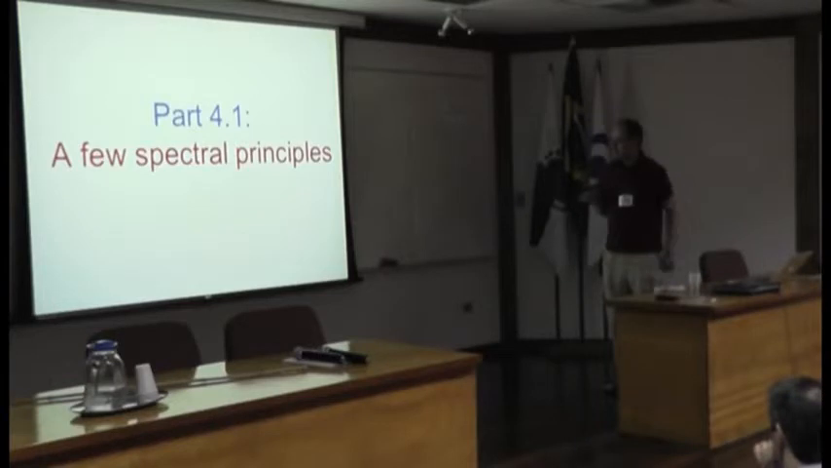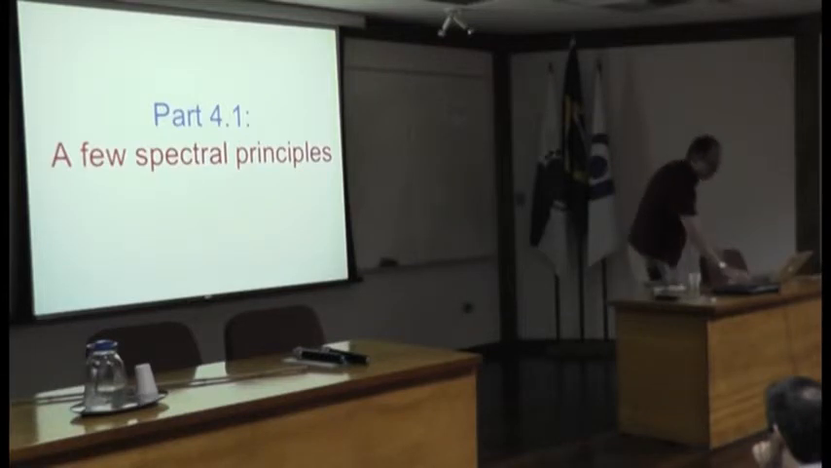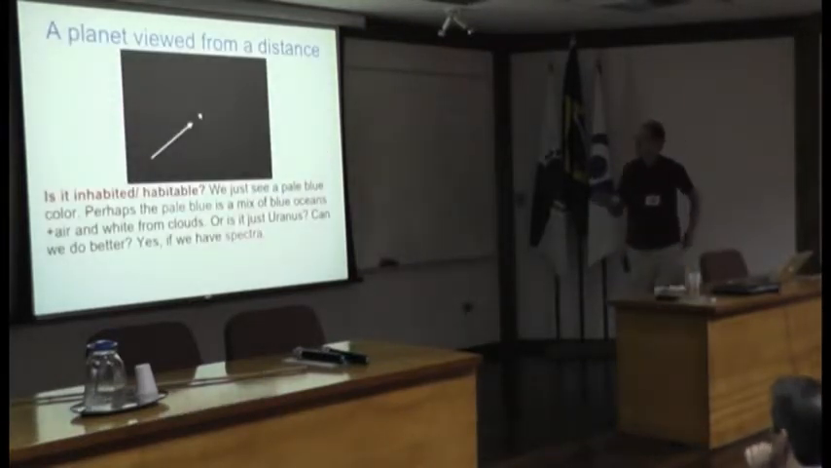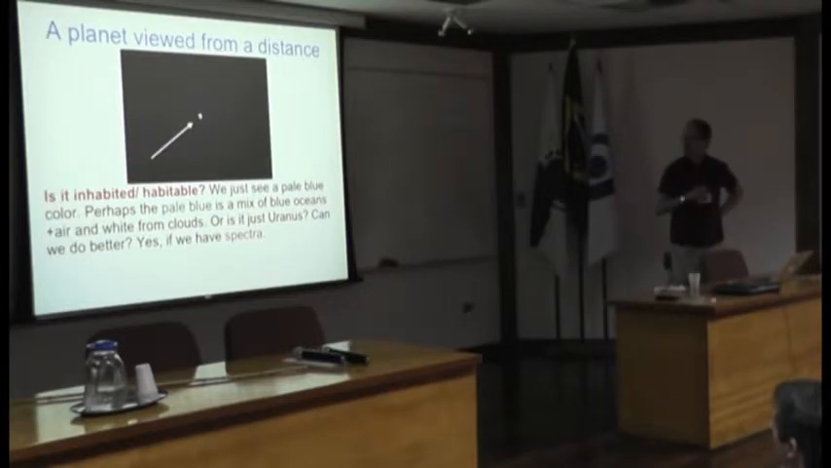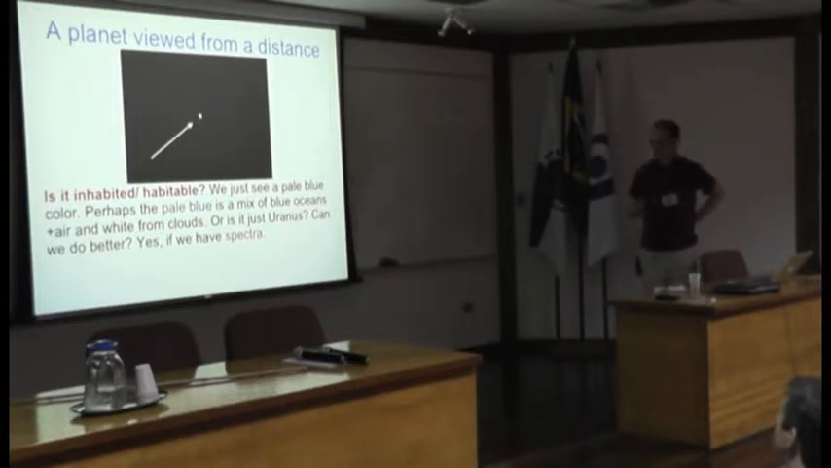So the next part is thinking about how, if we choose our planet in a habitable zone, we look for the signs of life remotely. And I showed you the picture of a pale blue dot, the Earth, viewed from a distance. And here it is again. And we could guess that maybe this color is caused by a mix of blue oceans and Rayleigh scattering air, and whiteness from clouds. But there are other blue planets in our solar system, such as Uranus. So how can we do better?